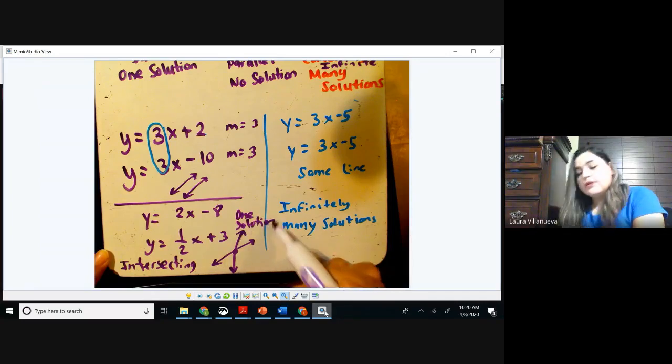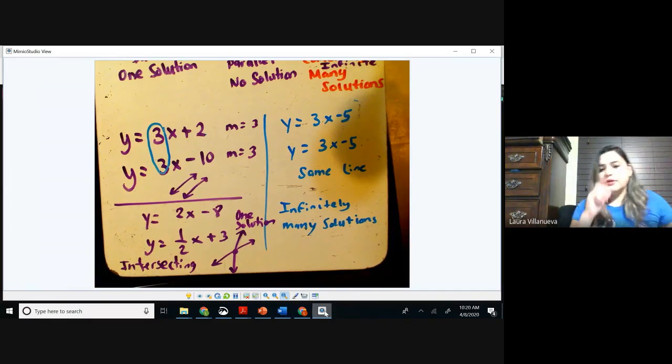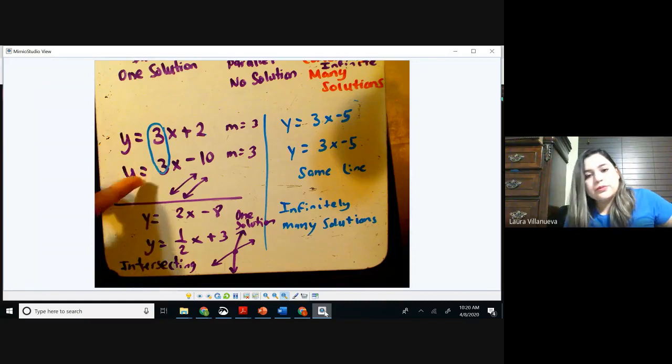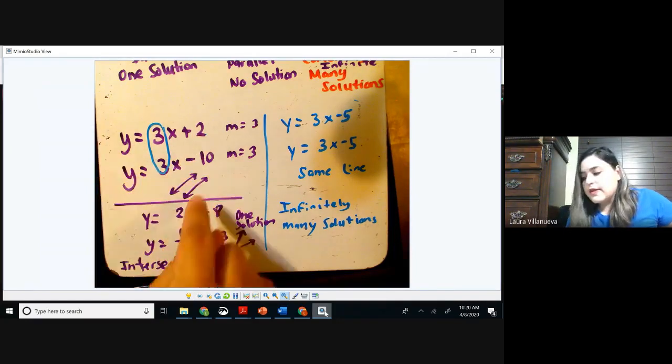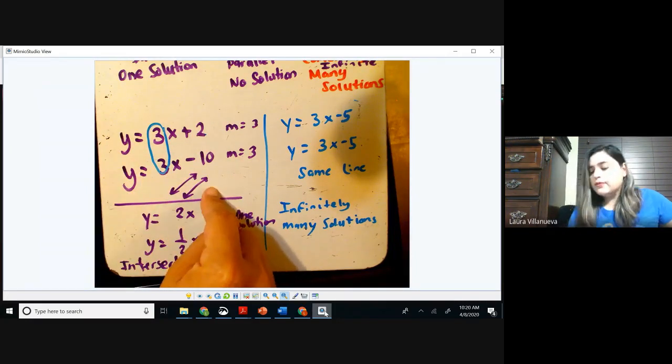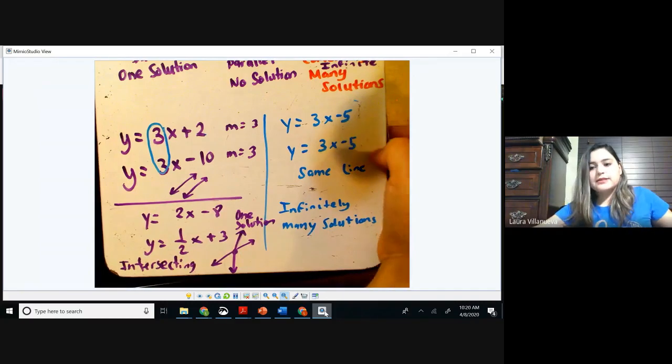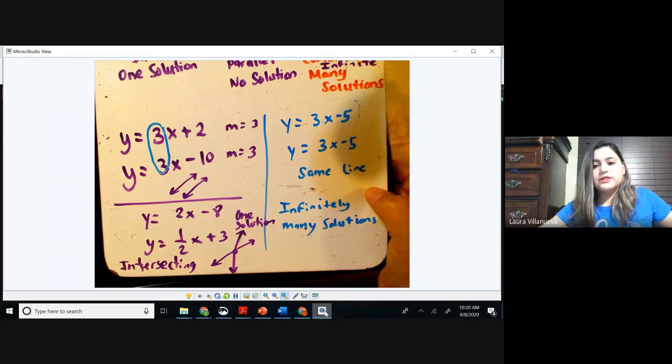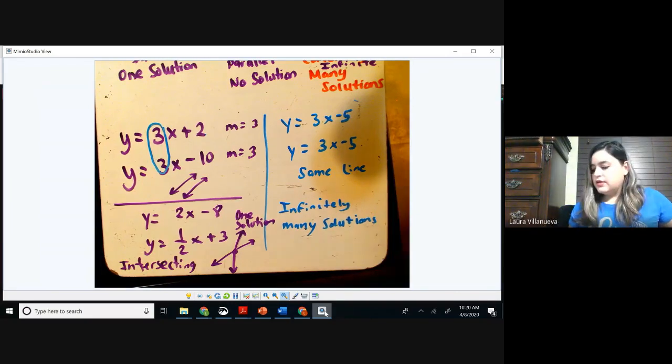Okay? So those are your three scenarios. If you have the same slope, different b's, that means they're parallel. If they're exactly the same, then that means they're always touching. They are the same line, so that's infinitely many solutions. If they're intersecting, they are completely different lines, and they have one solution. Okay, you're good?